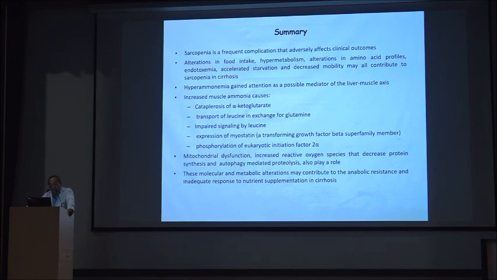Increased muscle ammonia causes cataplerosis of alpha-ketoglutarate, transport of leucine in exchange for glutamine, impaired signaling by leucine, upregulated expression of myostatin, phosphorylation of eukaryotic initiation factor 2, mitochondrial dysfunction, increased ROS, decreased protein synthesis, and autophagy-mediated proteolysis also play a role, and these molecular and metabolic alterations may contribute to the anabolic resistance and inadequate response to nutrient supplementation in cirrhosis.